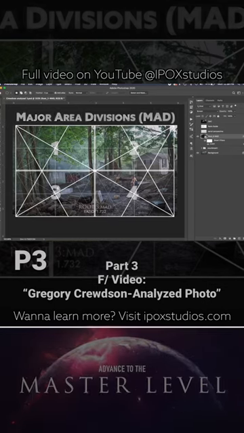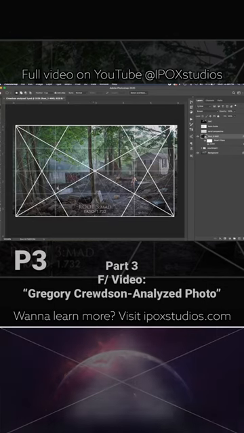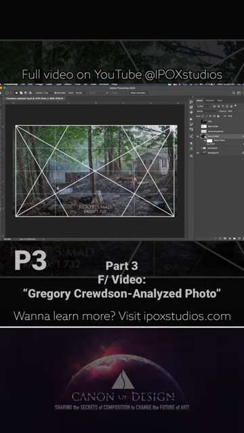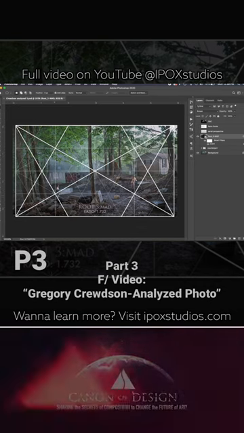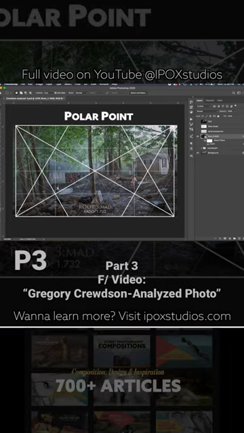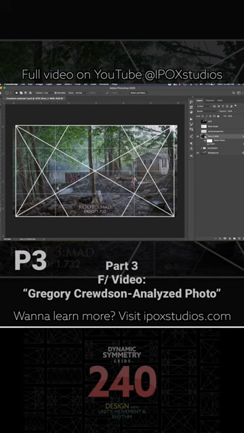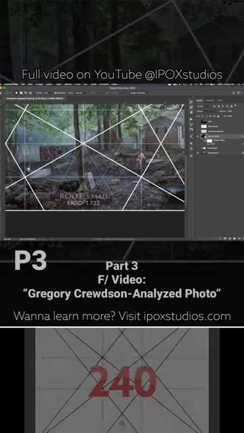And we can see how the tree in the center is almost in the center here of the grid. And then we've got the subject here, one subject here. This is the polar point, the 90 degree angle created by the grid. That's the polar point. So she's right there. I think it's a woman. And then the other one's a man.